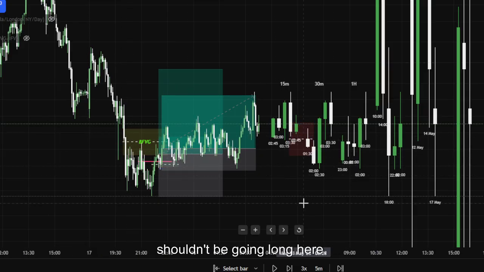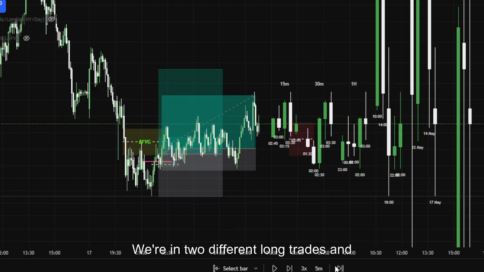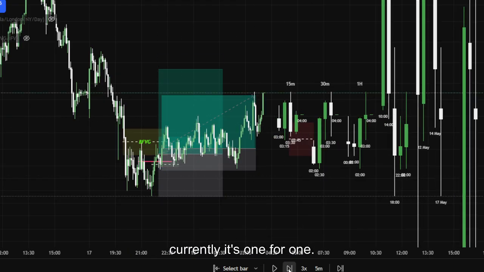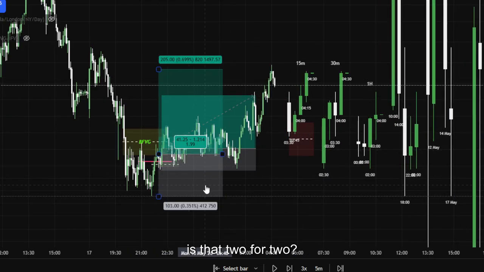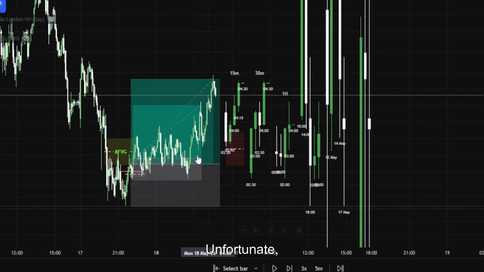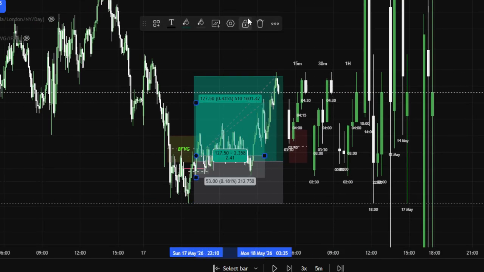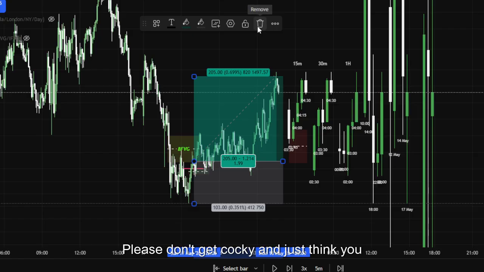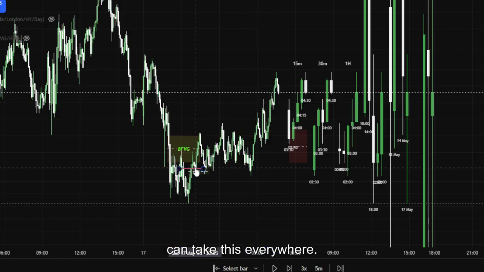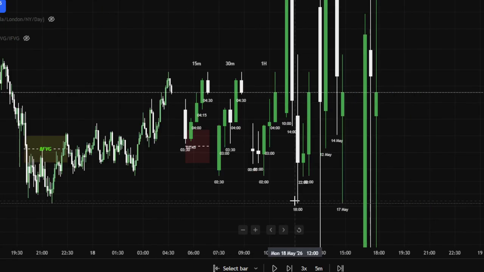We took in the context. We knew that we shouldn't be going long here. We're in 2 different long trades, and currently it's 1 for 1. And is that 2 for 2? That is 2 for 2. Unfortunate. As you can see, the model's nice. It works. When you're taking context into consideration, it works even better. So just take that into consideration. Please don't get cocky and just think you can take this everywhere. You will lose a lot of money. All right? So do not do that.